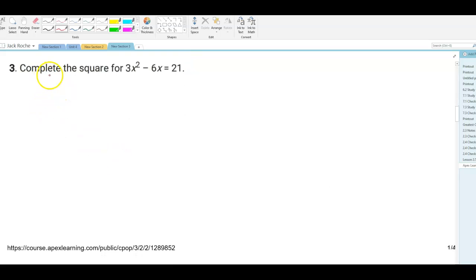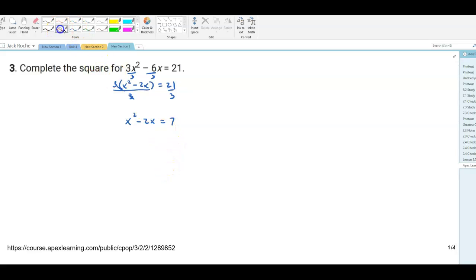The next one, complete the square to solve this one. The first thing I look for when I go to complete the square is, is there a GCF here? And there is a GCF, so we're going to go 3 times, divide each of these by 3, and I get x squared minus 2x equals 21. Now what I'm going to do is divide this side by 3, and now I'm left with x squared minus 2x equals 7.